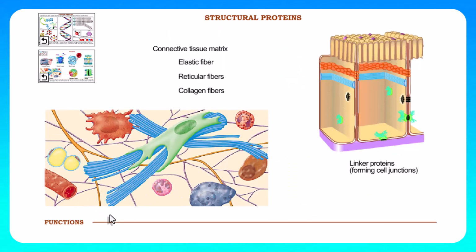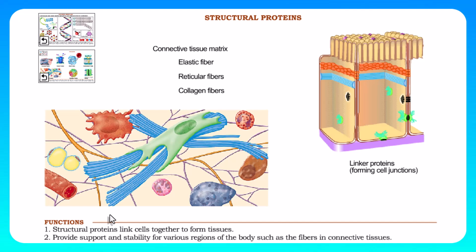Structural proteins. Structural proteins link cells together to form tissues. They provide support and stability for various regions of the body, such as the fibers in connective tissues. Examples of structural proteins in connective tissues include elastic fibers, reticular fibers, and collagen fibers.